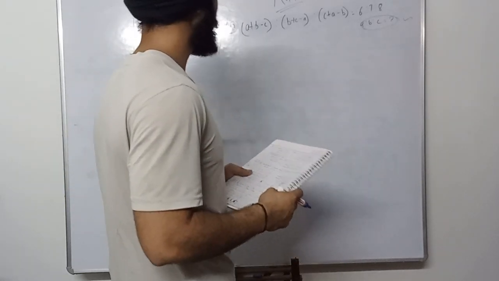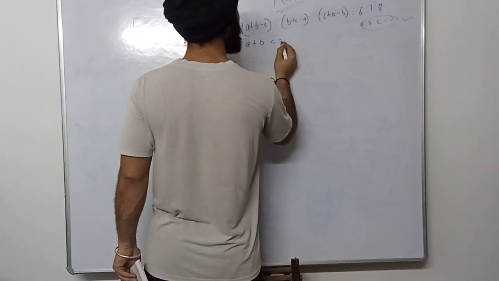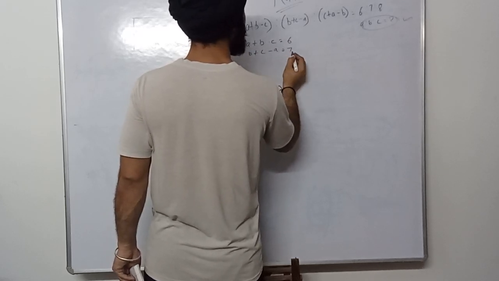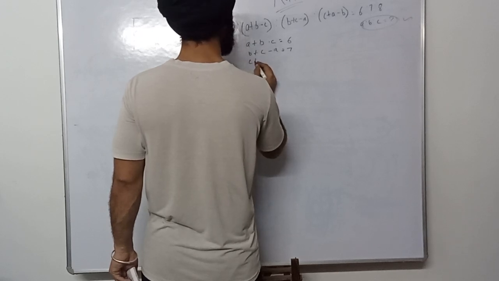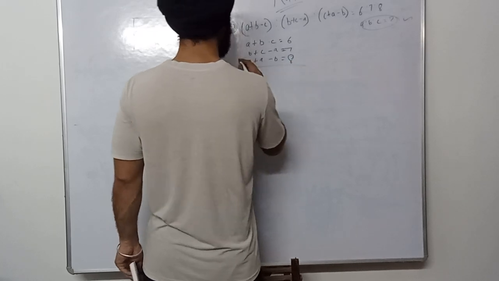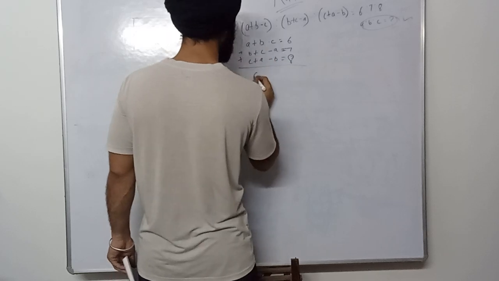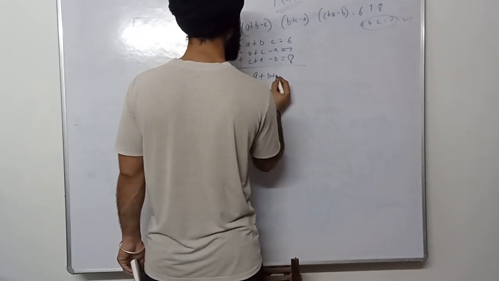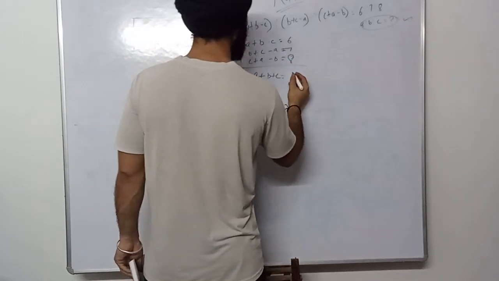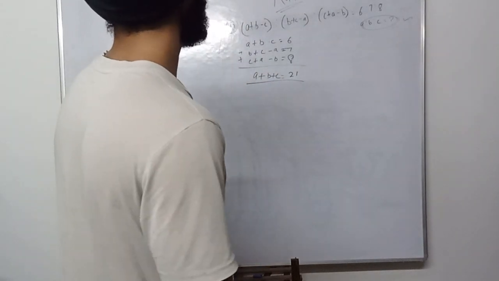So we can calculate it by A plus B minus C is equal to 6, B plus C minus A is equal to 7, C plus A minus B is equal to 8. Add them. When we do the addition, the A will get cancelled and one A will be left, one B will be left, one C will be left. 7, 21, so A plus B plus C is equal to 21.